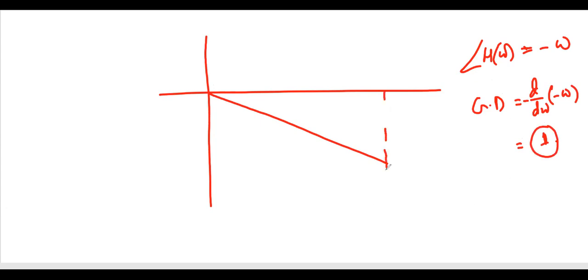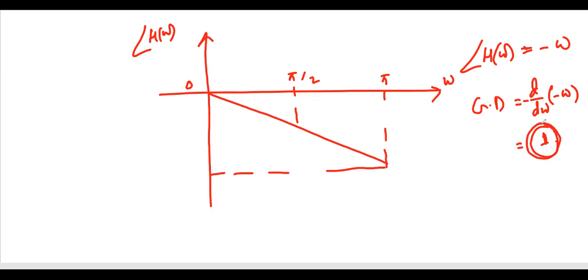In practice, this is omega and this is the phase scale. So it is delayed with respect to the omega value. Let's say this is pi by 2, this is pi, and this is 0. If that is a linear one, what does it mean? You need to wait one sample to get back your original signal from the sender to the receiver.